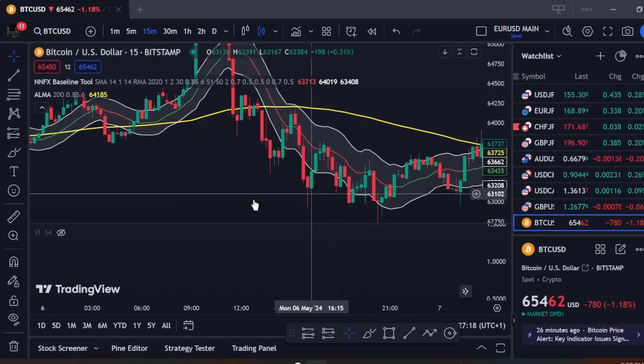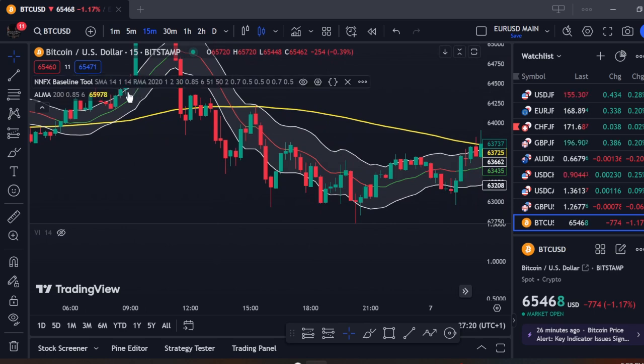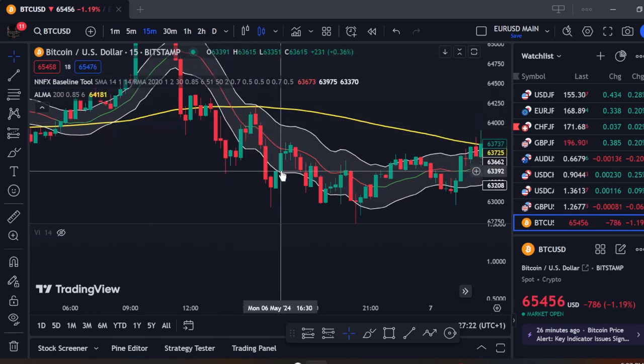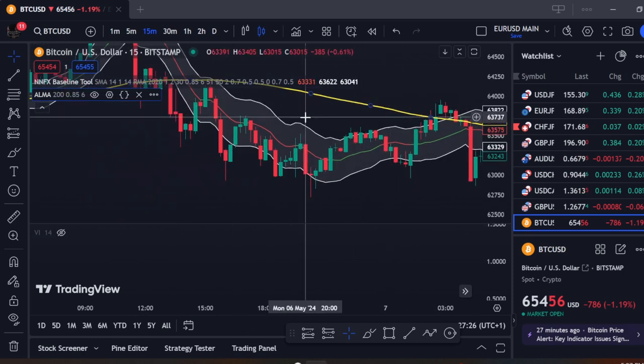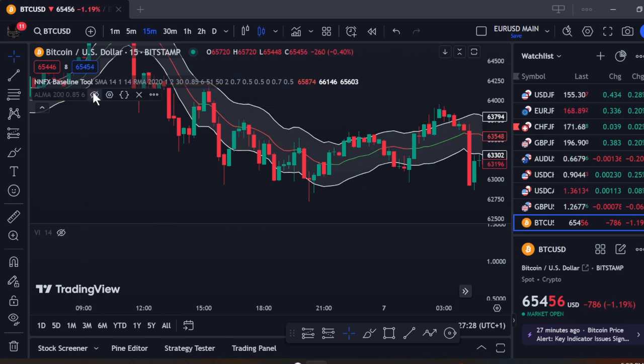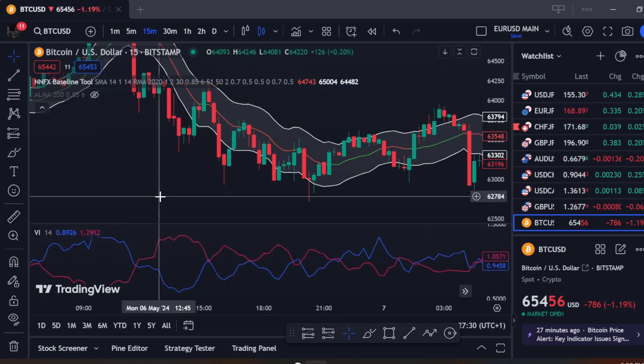And these are the rules for taking these trades. First of all, I'm going to hide the ALMA. The ALMA is just to tell us if the trend is down, we only take sells. And if the trend is bullish, we only take buys. So that's just simple. That's what the ALMA is for. But for now, I'm going to hide it and show the vortex indicator.